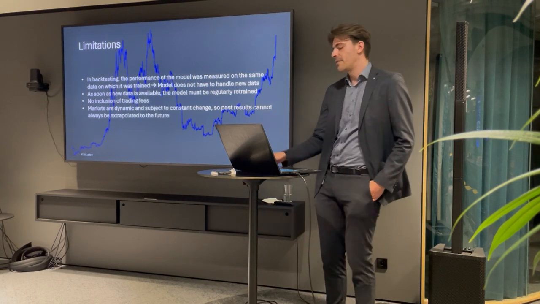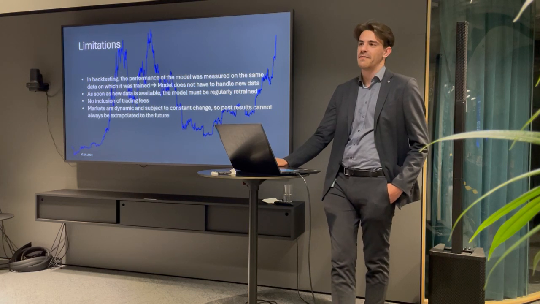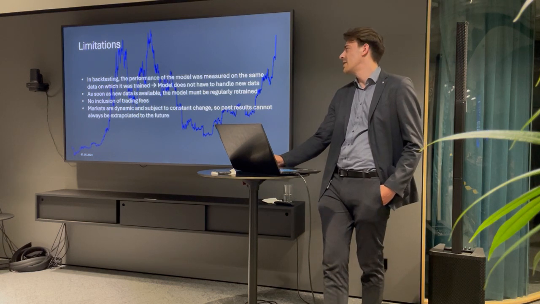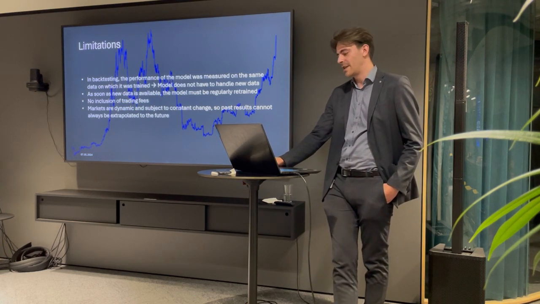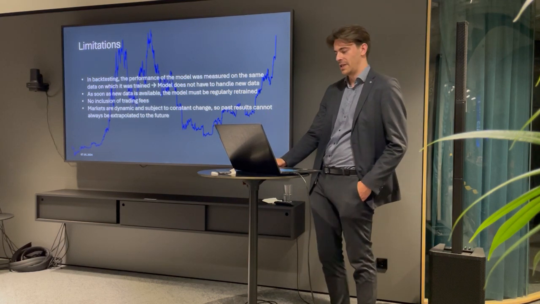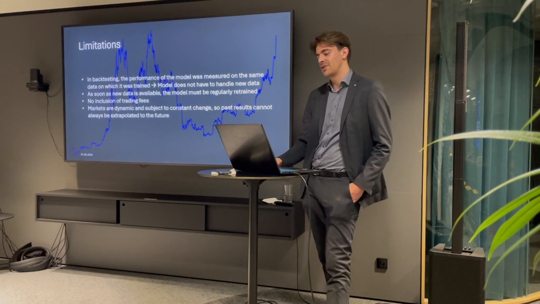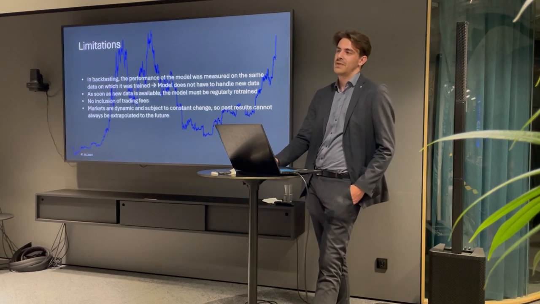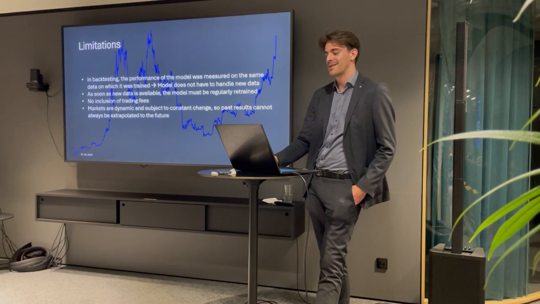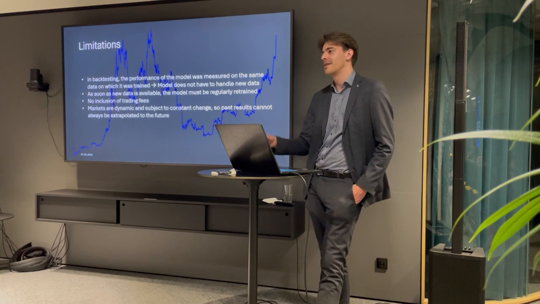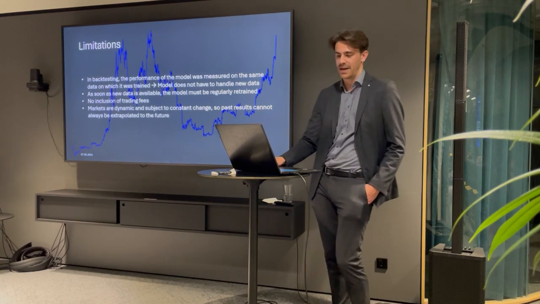Since we executed 340 trades, and normally you have to pay a fee on stock exchanges to execute a trade, this chart which I have shown you does not include trading fees, which are, depending on the time frame, a very significant point. And as I mentioned before, markets are very dynamic and subject to constant change. So results which were shown in the past cannot always be extrapolated to the future. For example, if there's something like the Corona crisis or anything else, there could be shocks or huge events which have an impact on that.